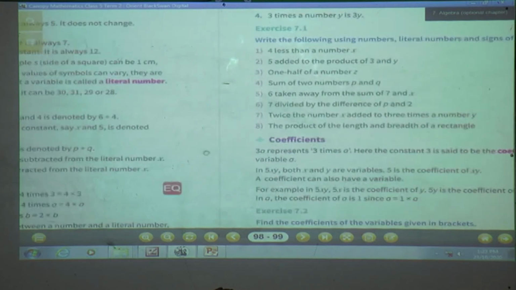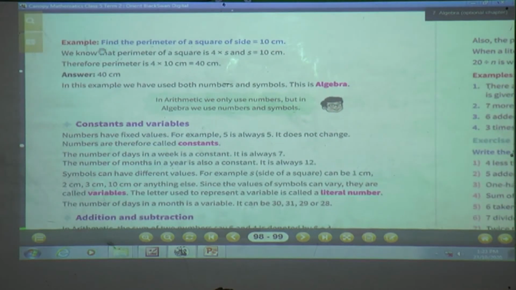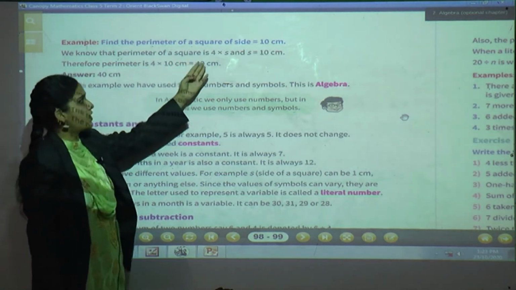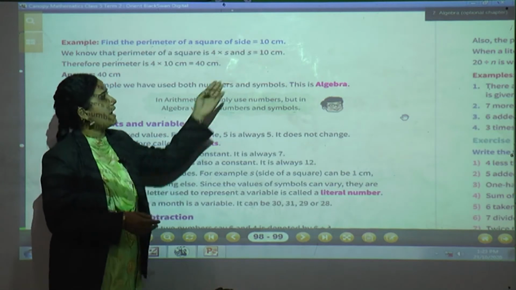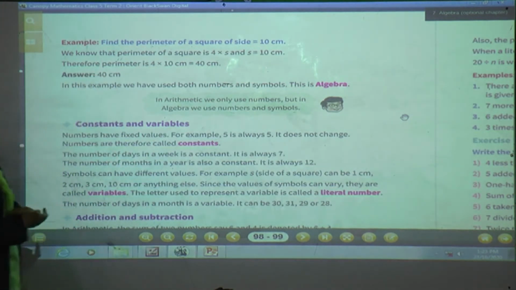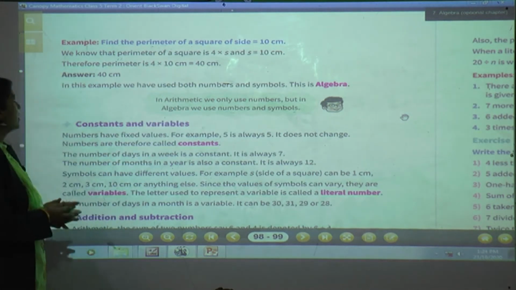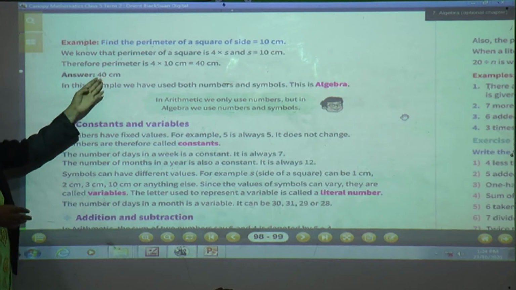Here, see. Find the perimeter of a square of side 10 centimeter. See here, students. We know that perimeter of square is 4 into S and S, that means side, is equal to 10 centimeter. Therefore, perimeter is 4 multiplied by 10 centimeter, that is 40 centimeter. Now, our answer is 40 centimeter.